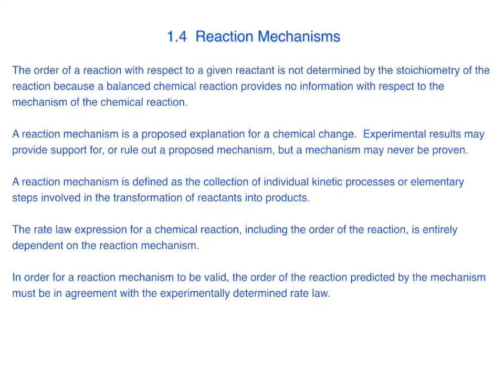Now, a reaction mechanism is defined as a collection of individual kinetic processes or elementary steps involved in the transformation of reactants into products. The rate law expression for a chemical reaction, including the order of the reaction, is entirely dependent on the reaction mechanism. In order for a reaction mechanism to be valid, the order of the reaction predicted by the mechanism must be in agreement with the experimentally determined rate law.